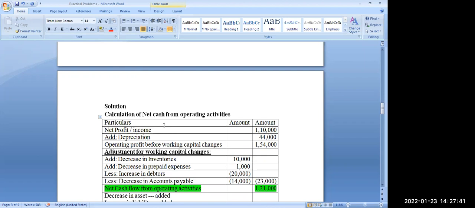Depreciation is just a book entry. It is not an out-of-pocket expense. We don't give any money to anybody for making an entry called depreciation. So if I have not given money to anybody, my real profit would have been 1,54,000 cash profit, because depreciation is not a cash expenditure. That is why we are adding back the depreciation, 1,54,000. From that, we are going to do the change in working capital.